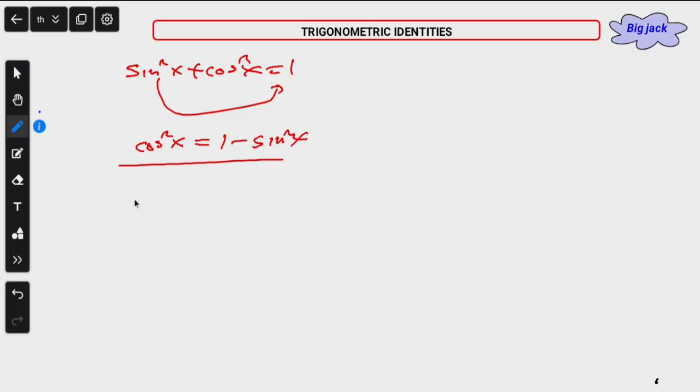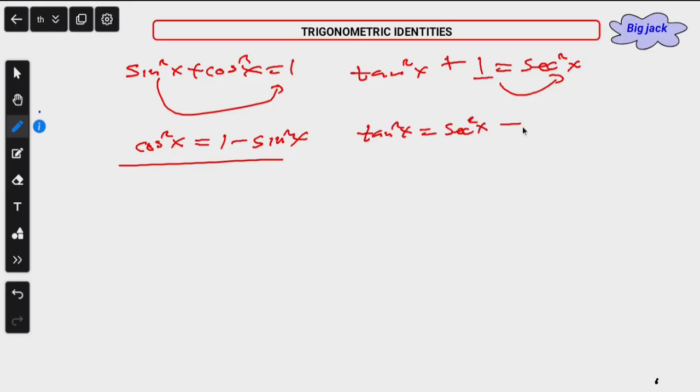This one is also very, very important. This one also: tan squared x plus 1 is equal to secant squared x. If you take 1 to the other side, what are you going to have? You're going to have tan squared x is equal to secant squared x minus 1. This is also another way of applying this one.